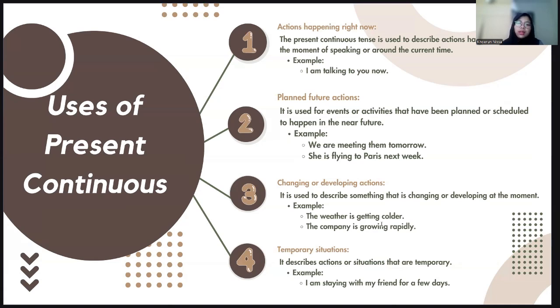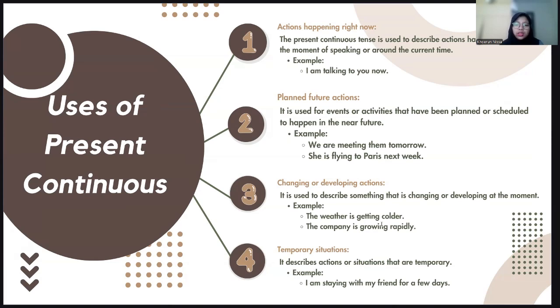Number two is planned future action. That means it is used for events or activities that have been planned or scheduled to happen in the near future. For example, we are meeting them tomorrow. She is planning to go to Paris next week.